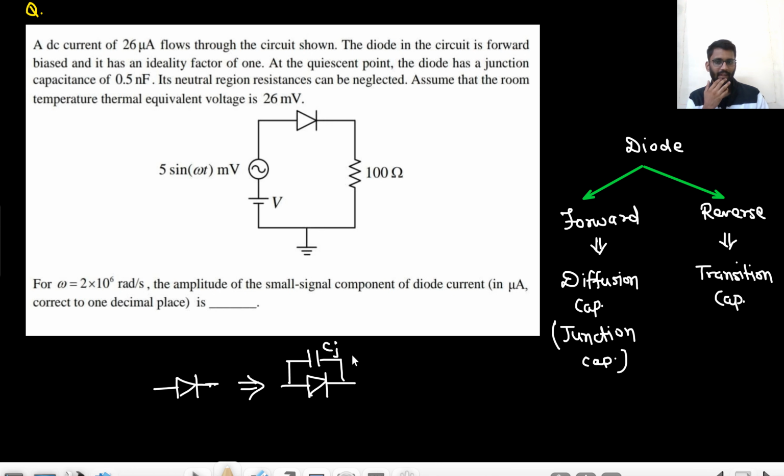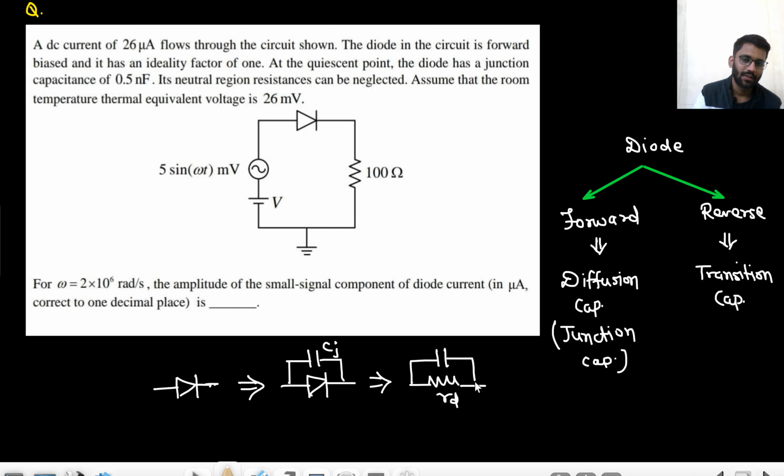That's it. During DC analysis, it won't come. During AC analysis, it will come at a certain frequency. Okay, a deeper concept of this I will give in EDC, not here. In electronic devices, we will see a much deeper concept of this. This is the junction capacitor, RD in parallel with CJ.